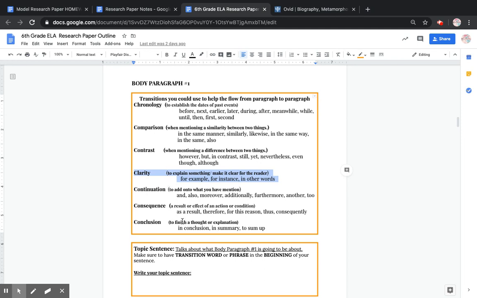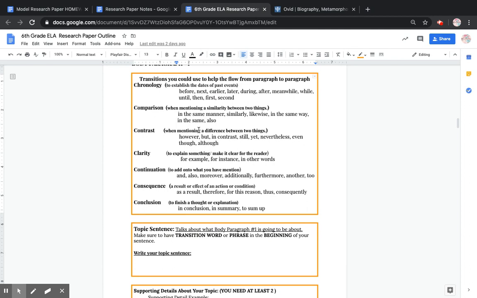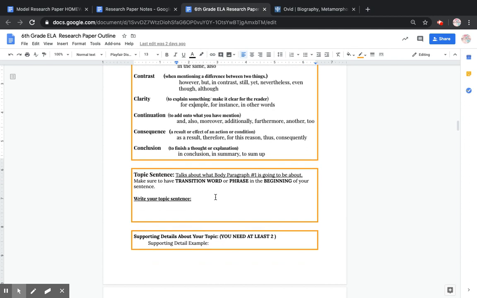And then at the end, I'll probably be doing my conclusion one. So clarity and continuation are probably the two that I'm going to be using the most in my research paper. So that's good that I already know exactly what direction I'm going in, which is why I wanted to take a look at the transitions before I even started to do any of that. So let's try the topic sentence.